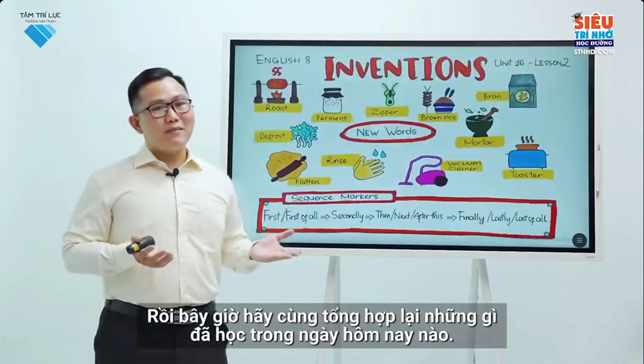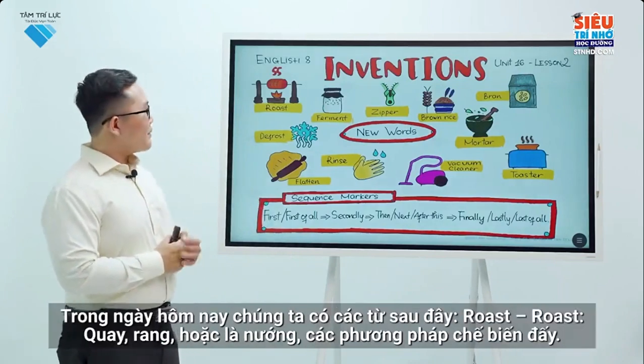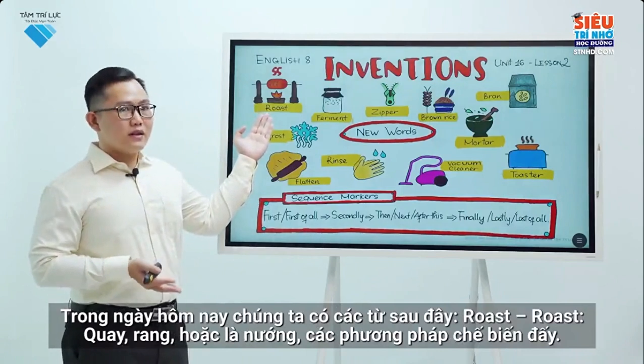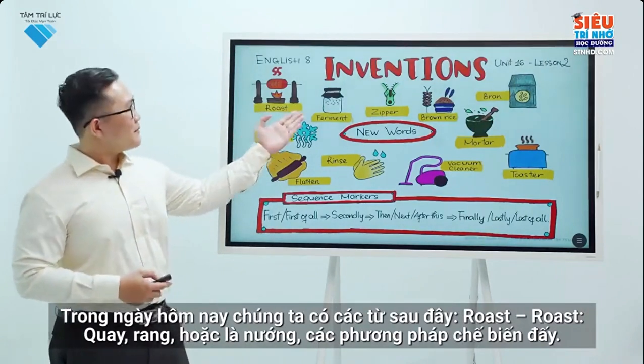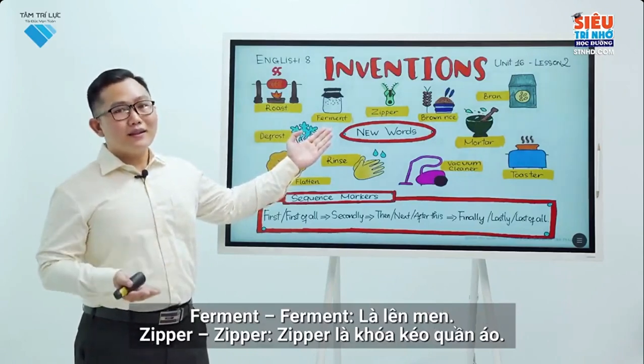Let's conclude what we learned today. Today's vocabulary includes the following terms. Roast, roast. Quay, rang, gọi là nướng. The ways of cooking. Ferment, ferment. Lên men.